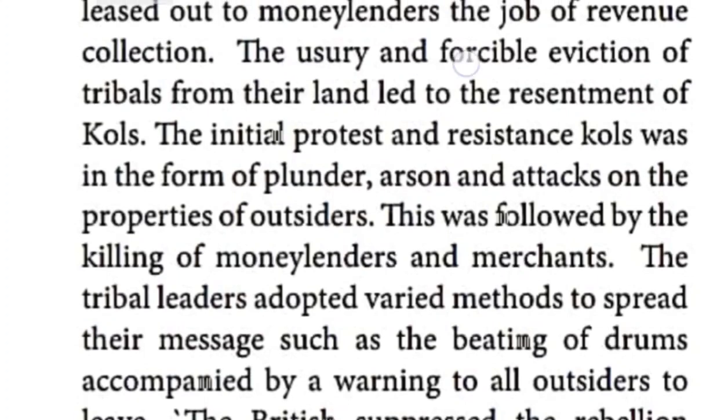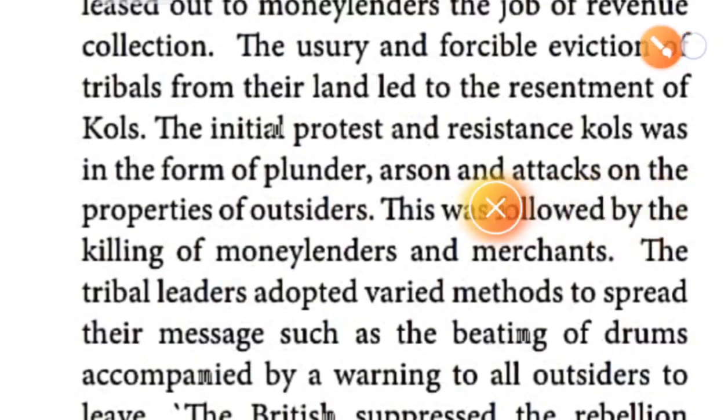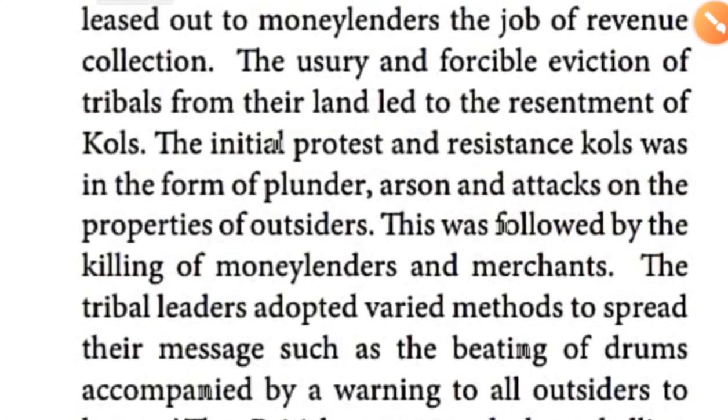So what is happening here? Usury. What is the meaning? The practice of lending money, as well as forcible eviction of tribals from their land. Eviction in the sense that they had to vacate that land.